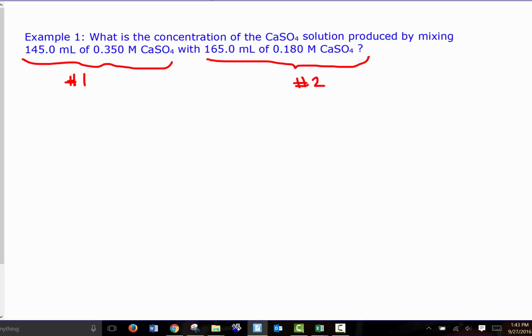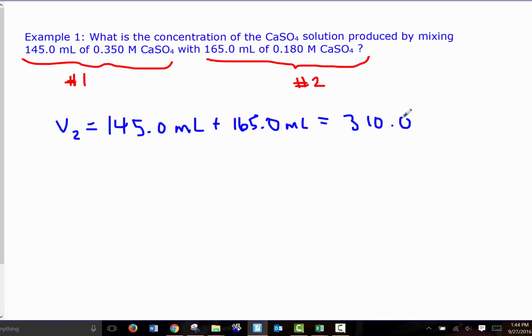And the first thing that I'm going to do is find my V2, because it's going to be the same for both of these. Remember that our final volume here is going to be the two volumes added together, because we're putting both solutions together. So I'm going to have 145 mL from my first solution added to 165 mL from my second solution. So that gives me 310.0, let's keep our decimal places, milliliters. Okay, that just saves me time. I can do it once right at the beginning. There's my total volume.